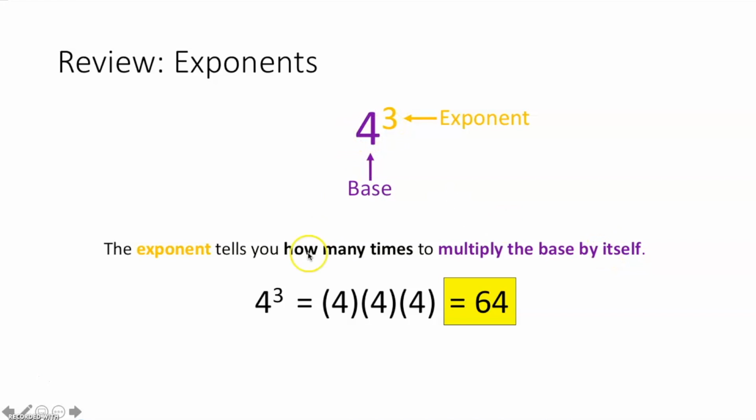So here we have 4 to the third power. Now 4 to the third power just means you're going to take 4 and multiply it by itself 3 times. So 4 times 4 times 4. Now how do we do that? Well, 4 times 4 we know is 16, and then 16 times 4 is 64. So that's how you do that.